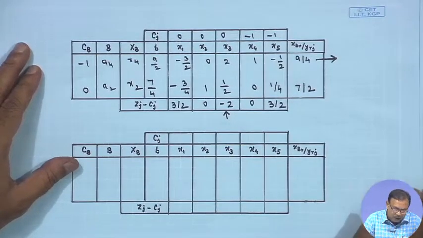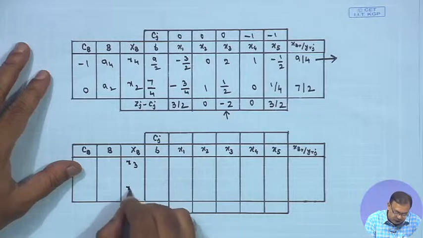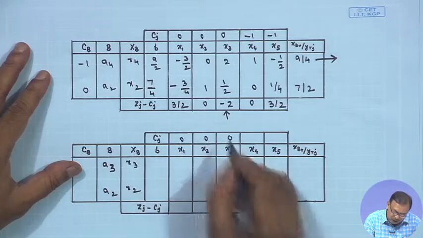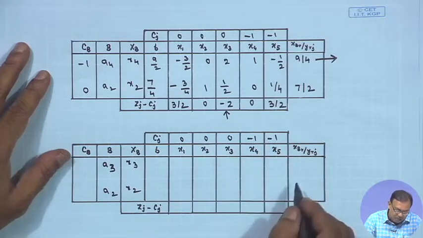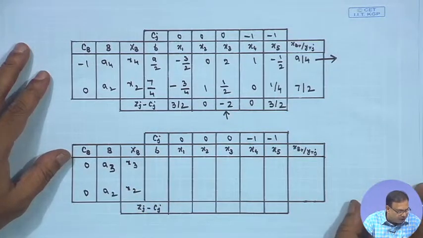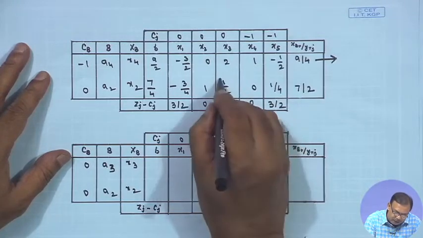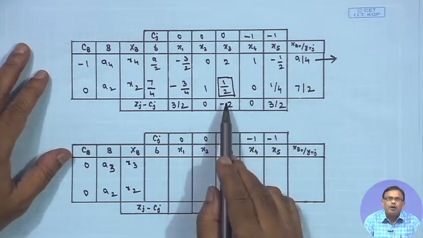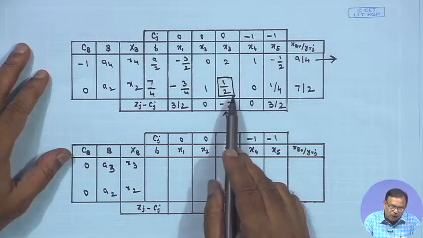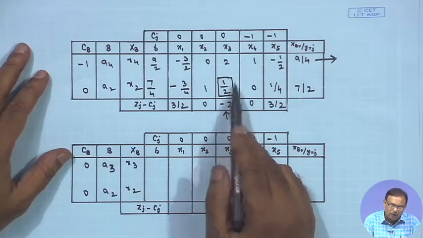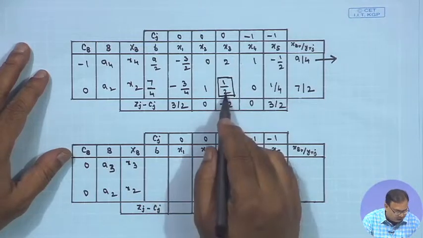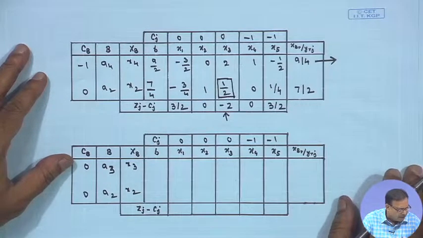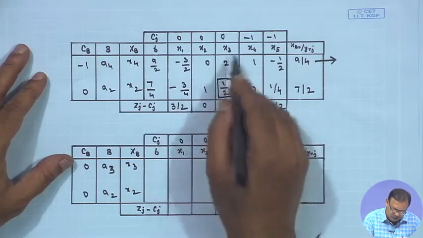That means x 4 will be replaced by x 3. So, here it will come x 3, x 2, a 3, a 2, the c j's remain the same. So, C B will be 0 and 0 in this case. So, here again if you see, your pivot element is this one, your pivot element is half. Therefore, I have to make this element 1 and other elements 0. So, I am writing this row at first. So, this row will become, I am sorry, not this row, not this one, I am sorry.